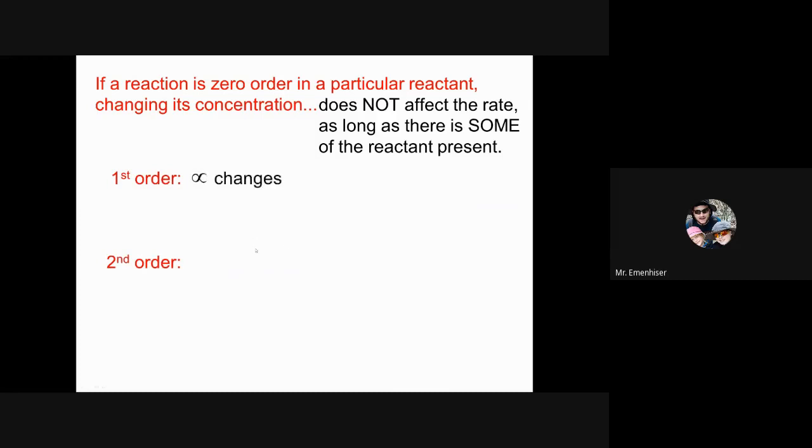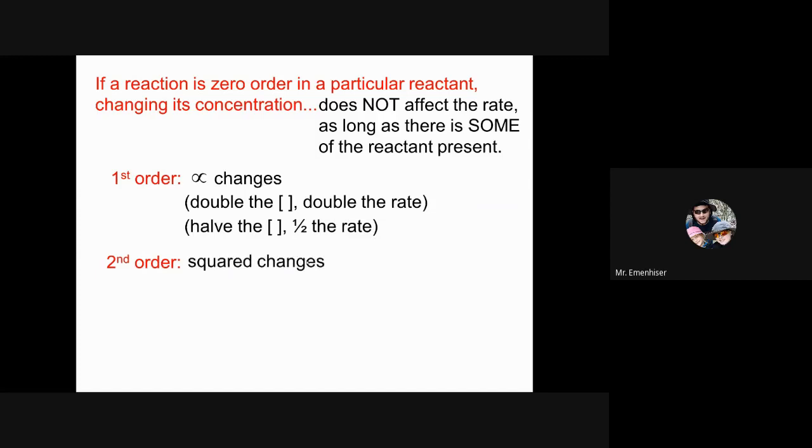First order is a direct relationship. It's linear. That means if you double the concentration, you double the rate. If I change the concentration from 1 to 2 times, the rate will change from 1 to 2 times. If I half the concentration, then I half the rate.